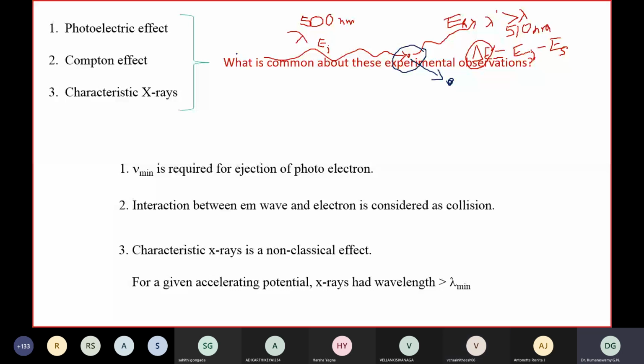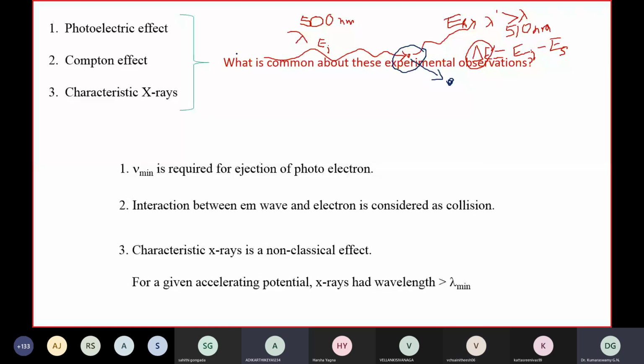Incident on material whose energy is more than the work function of the material, comma, electrons are ejected from the surface of the material. Electrons are ejected from the surface of the material.